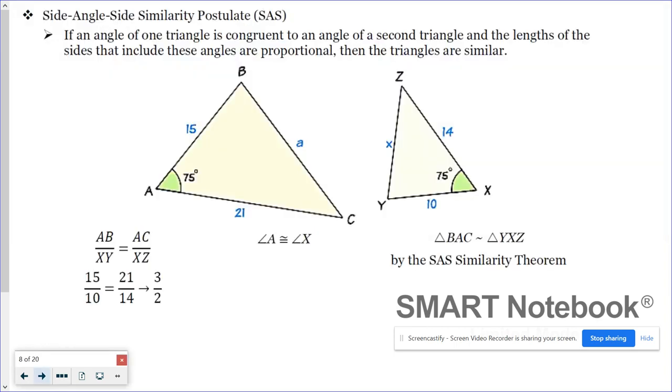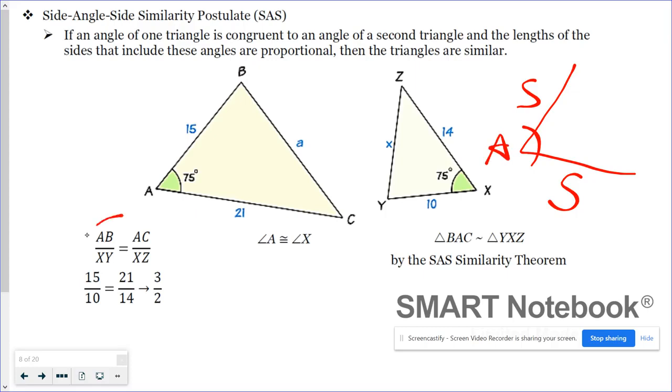And then there's side, angle, side. It says if an angle of one triangle is congruent to an angle of a second triangle, and the lengths of the sides that include these angles are proportional, then the triangles are similar. So remember when we were talking about congruent triangles and side, angle, side? I said all three pieces have to be connected. Same thing applies here. So notice here I am determining whether the corresponding sides are proportional, and I've got the included angles that are congruent, making these triangles similar by side, angle, side.